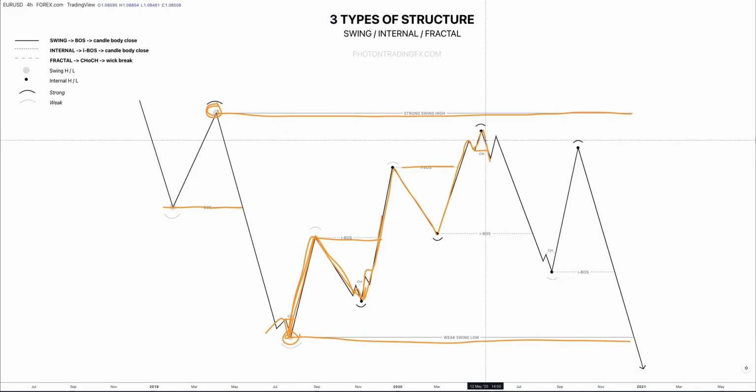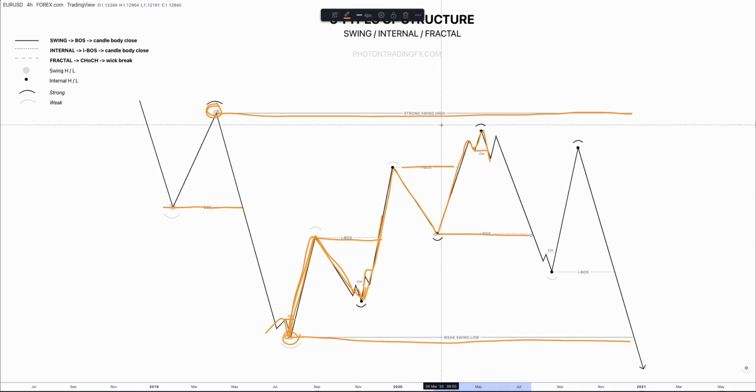But remember the framework that we use. Change of character, so fractal structure, only signals the start and end of the internal pullback, right? So when we get this bearish CHoCH, we can go, okay, maybe now the swing pullback is finished and maybe now we can target this low, but it's not confirmed until we get the internal structure shifting bearish, okay? Again, I'm going to keep repeating it. I know it's probably way over the top for some of you, but it's really important that you drill this into your mind. So change of character signals the start and end of internal pullbacks, and then IBOS signals the start and end of swing pullbacks, okay?